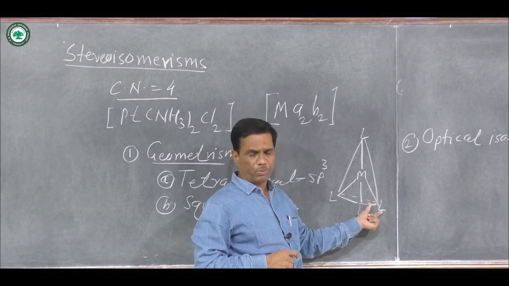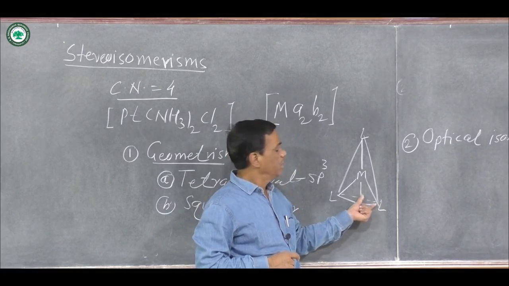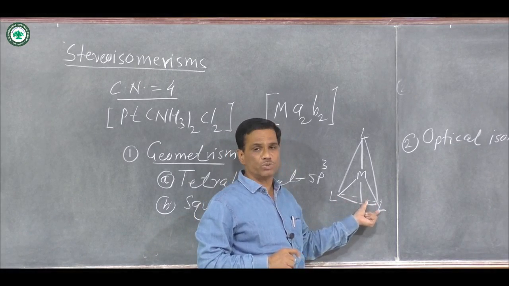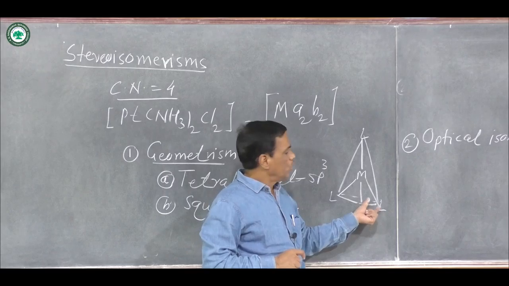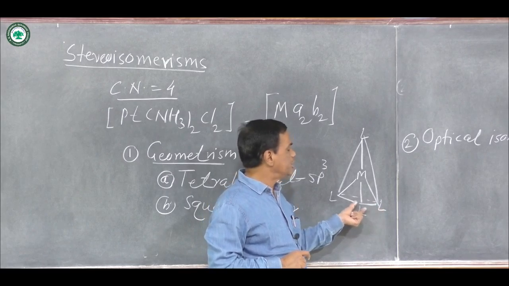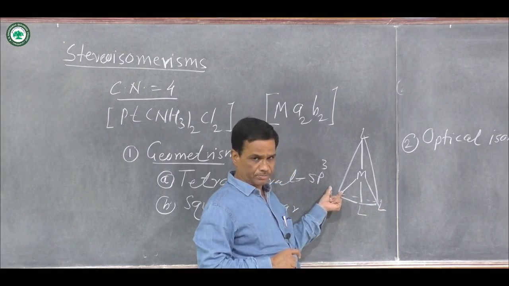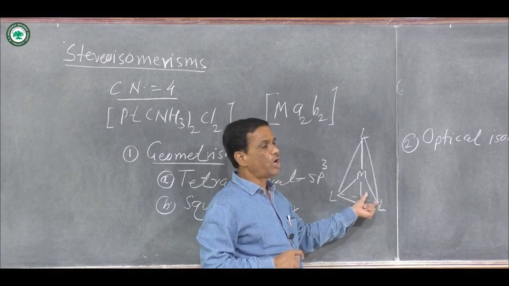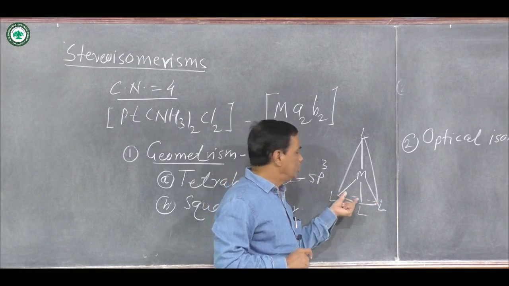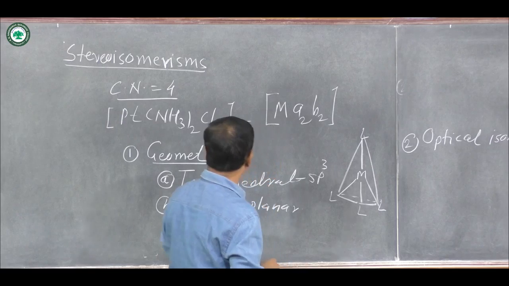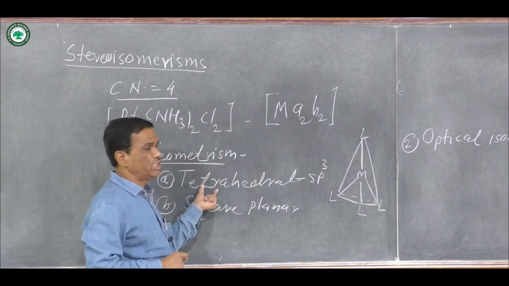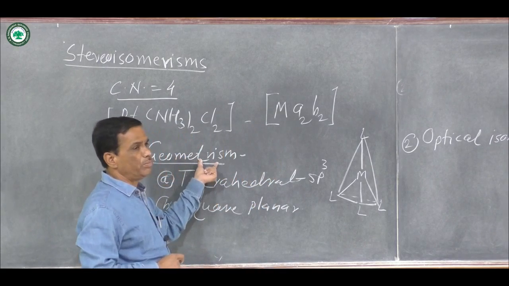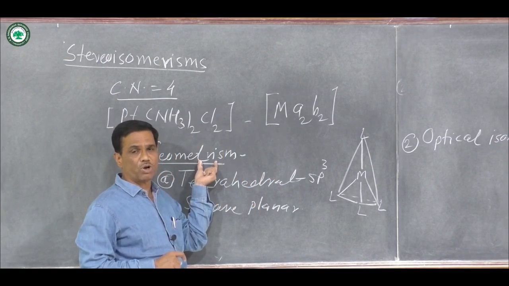All 4 ligands are equivalent and they are adjacent to each other. No one ligand is opposite to another, or there is no opposite ligand. Therefore, for tetrahedral arrangement, sp3 hybridization, geometrical isomerism is not possible.